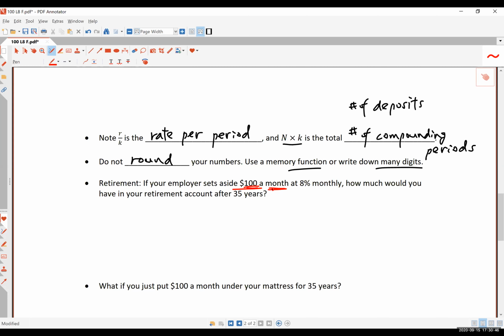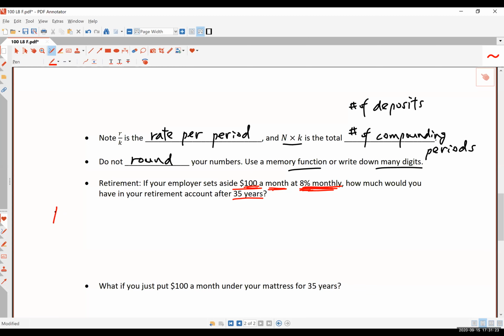But anyway, you set aside $100 a month at 8% monthly, and this of course depends on how you invest that amount of money. Are you investing in an aggressive kind of mutual fund, or in a more conservative way, such as in bonds or in municipal bonds or whatever. Okay, but I mean 8% is a very aggressive and very good return. If you can put your $100 a month at 8% monthly, how much would you have in your retirement after 35 years? So that's a long period of time.